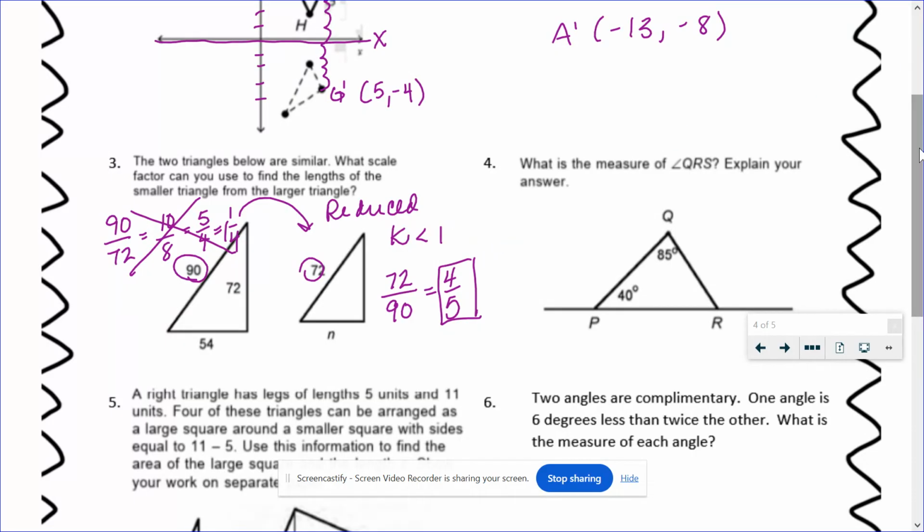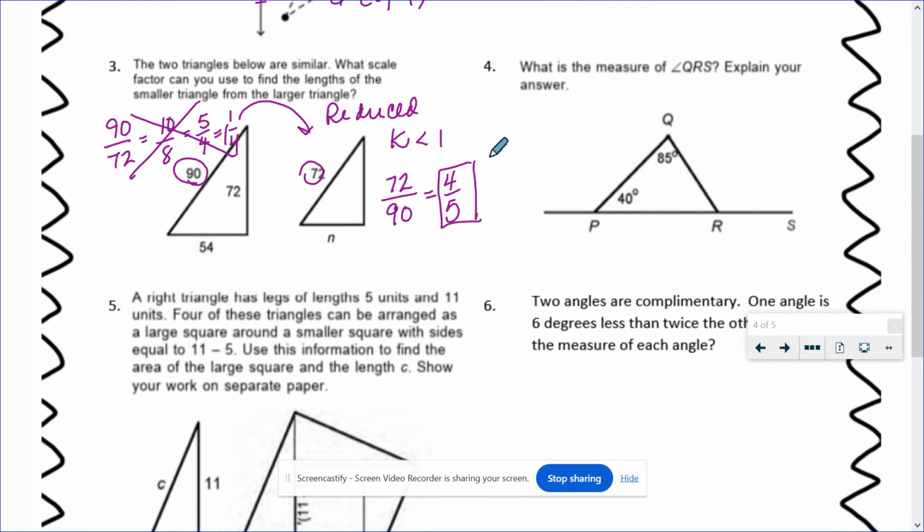What is the measure of angle QRS? So where is QRS? Q to R to S. So this is the angle here that I'm looking for. Explain your answer. Well, first step, we know the sum of a triangle's angles is 180. So we know that these 3 angles here have to add up to 180.